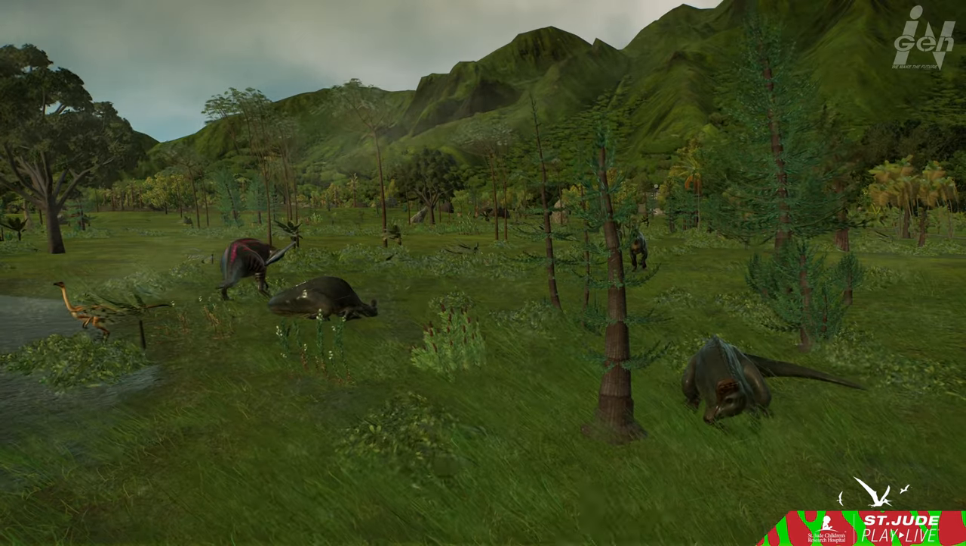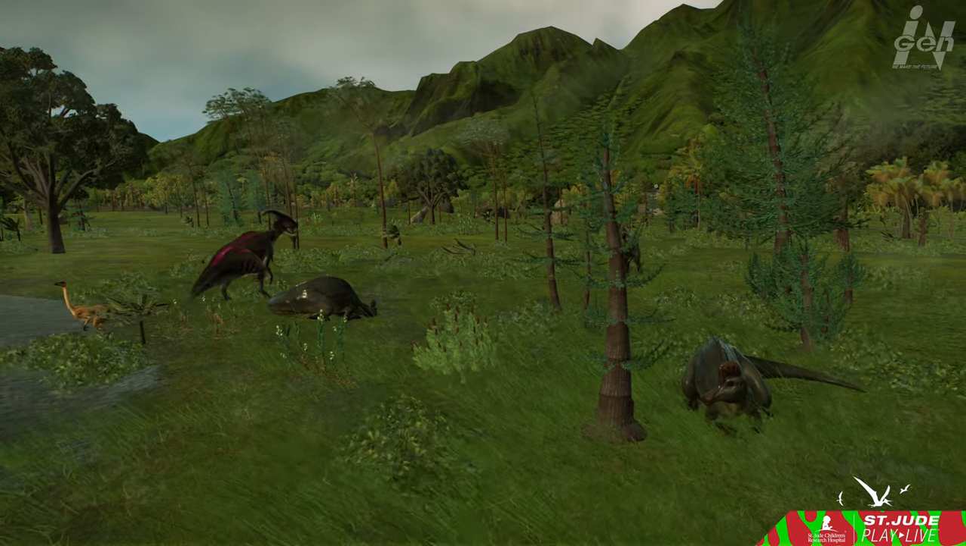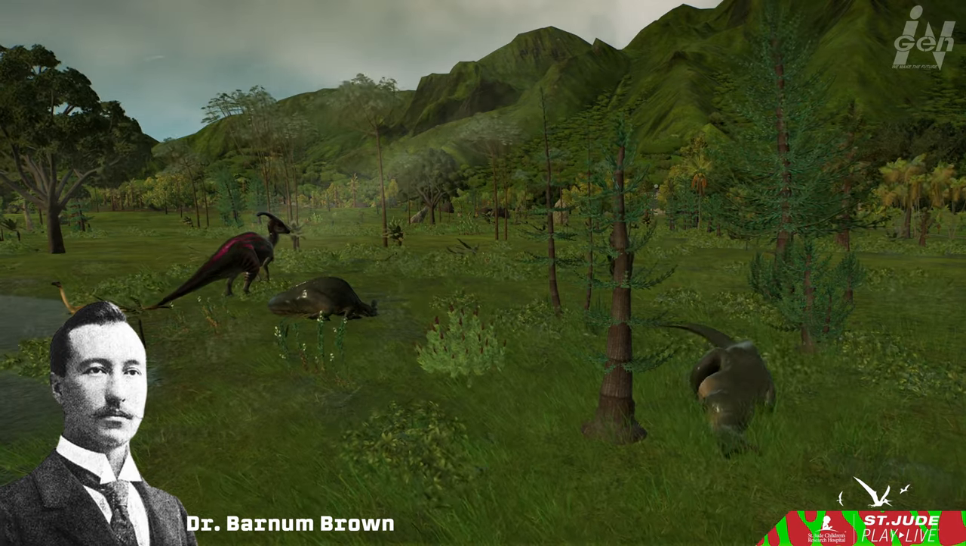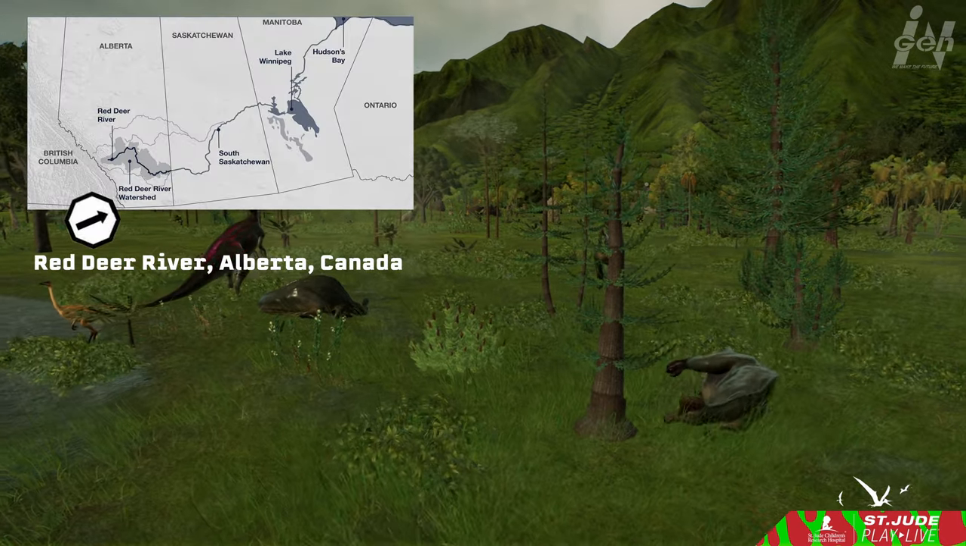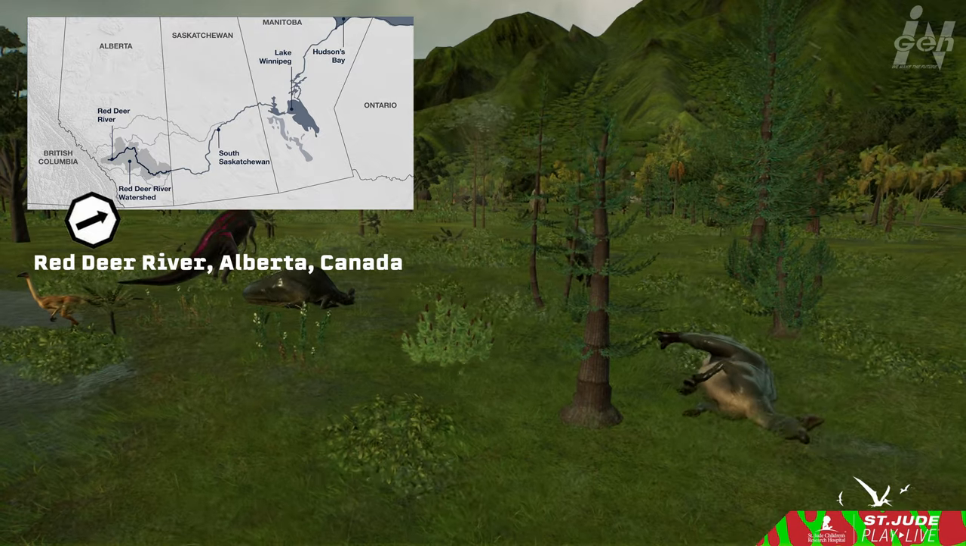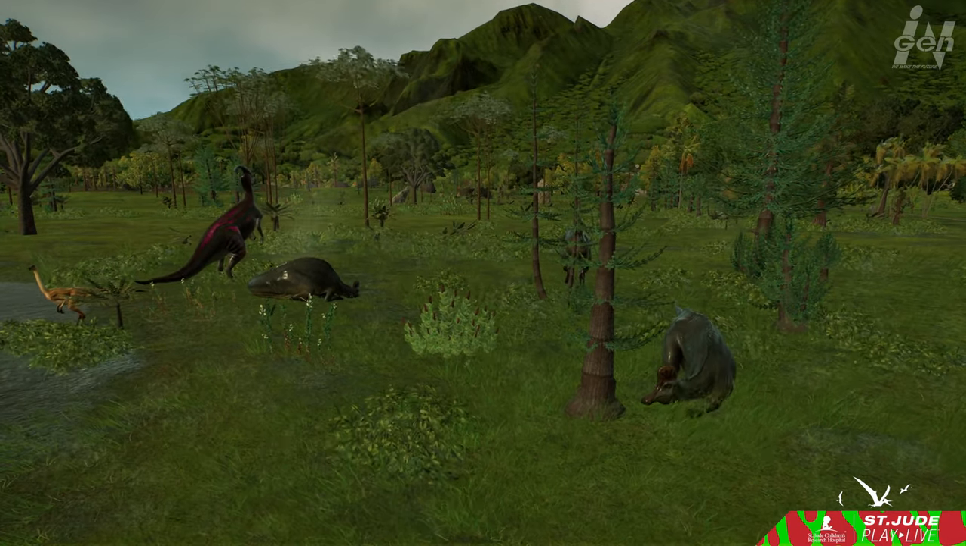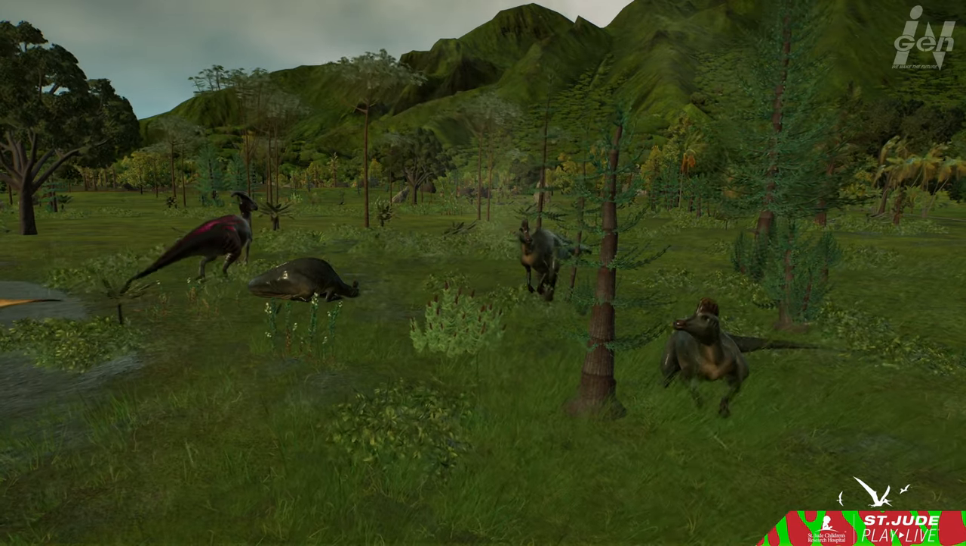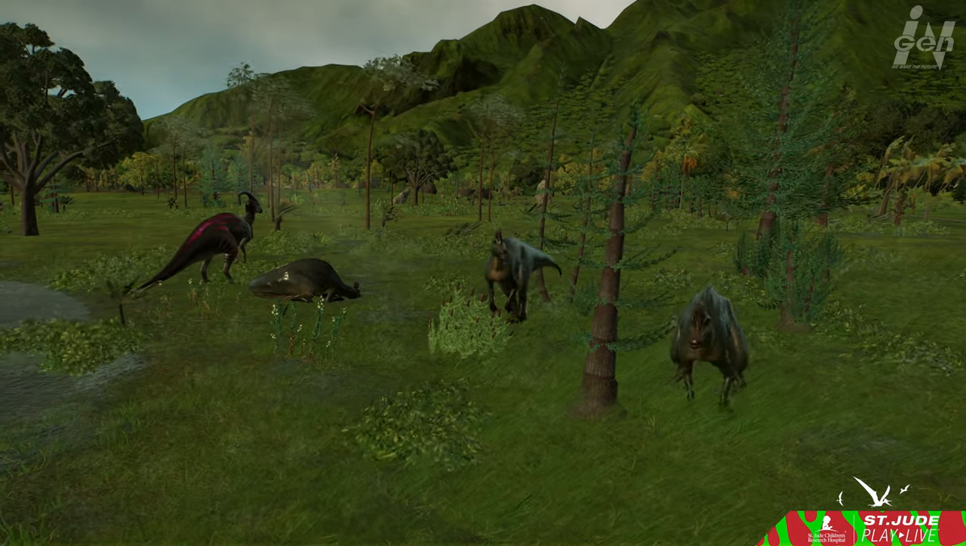Corythosaurus was first discovered in 1911 by renowned American paleontologist Barney Brown, who unearthed a near-complete skeleton in Red Deer River, a city in Alberta, Canada. Brown, known as Mr. Bones thanks to his stellar reputation in his field, also excavated a significant amount of skin, allowing him to understand more about the genus.